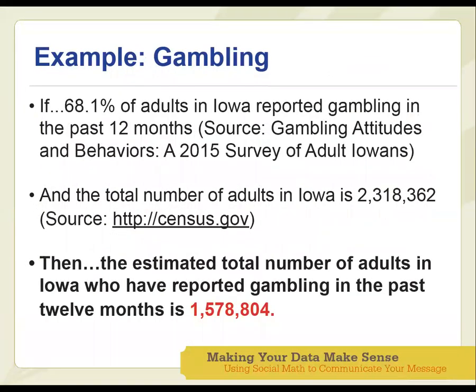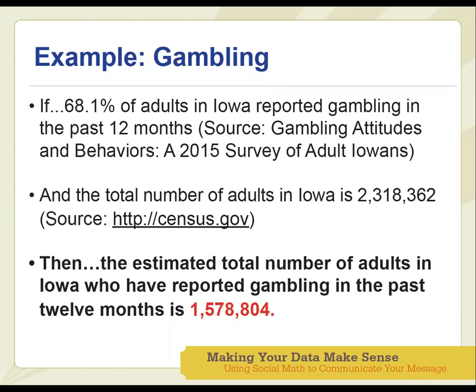So we'll walk through a few examples just to get the point across. And this one is about gambling. If 68.1% of adults in Iowa reported gambling in the past 12 months, and the total number of adults in Iowa is 2,318,362, then the estimated total number of adults in Iowa who have reported gambling in the past 12 months is 1,578,804. So to do the math, it's pretty simple, the math part.